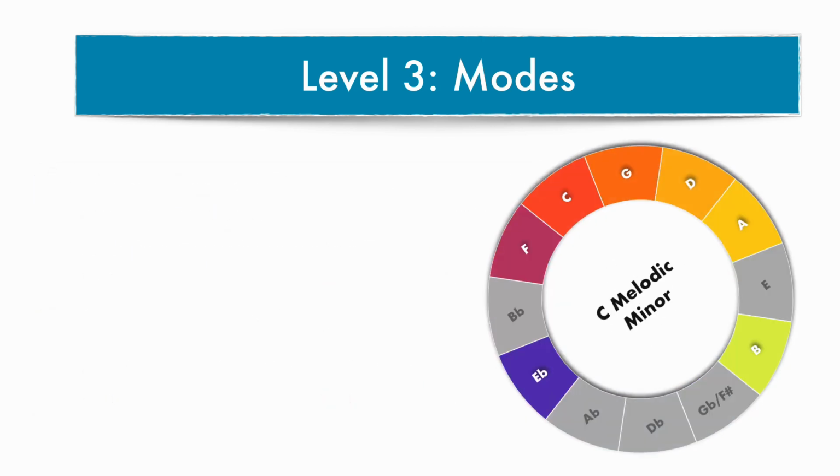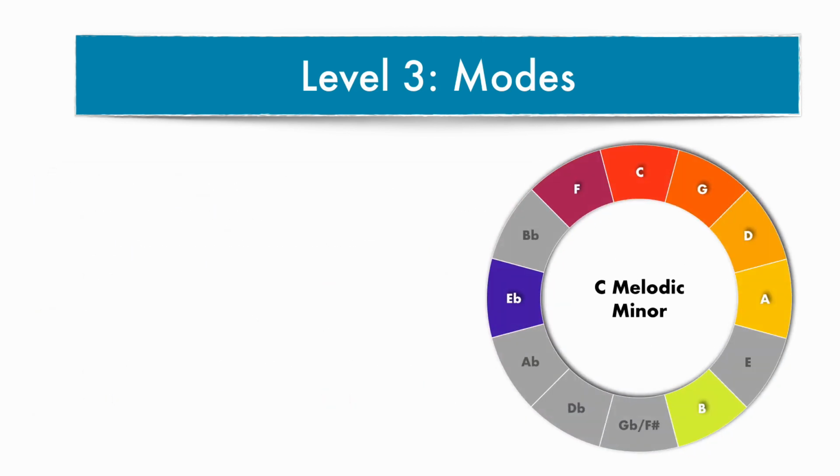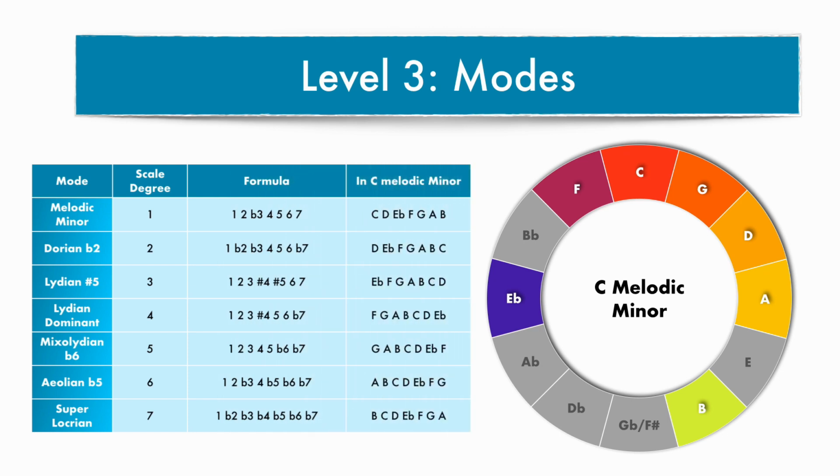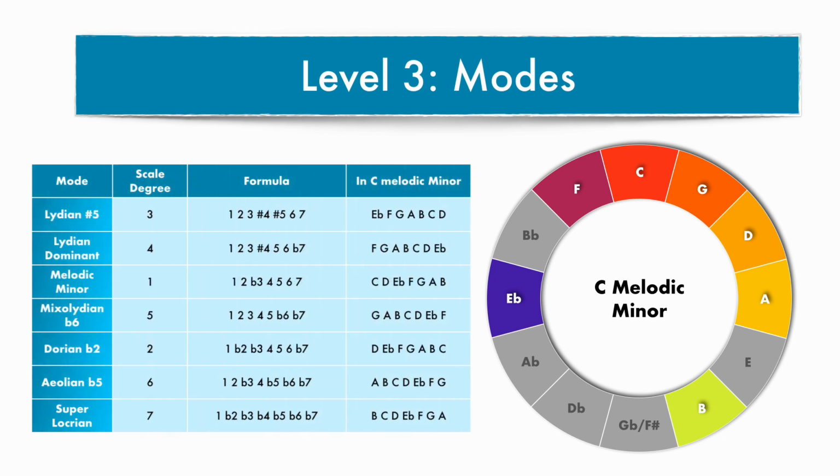Melodic minor looks like this around the circle of fifths. And here are its modes. Reordering the modes to go from west to east around the circle, we have E flat, F, C, G, D, A and B. And that gives us these modes.